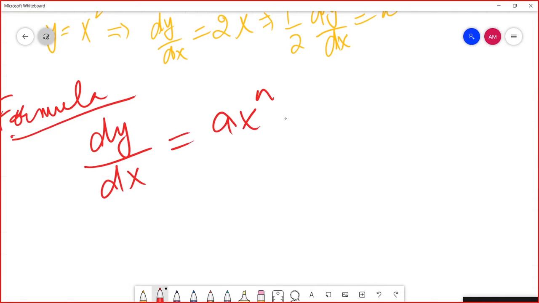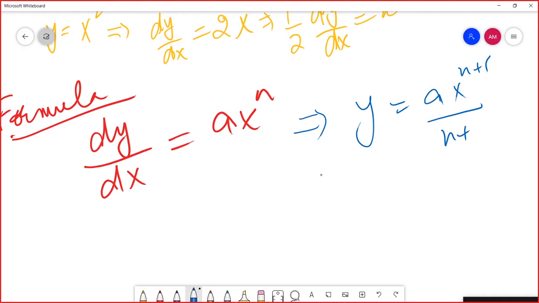Then y, why? Because this is a differentiation which we are seeing here, right? If we do the anti-differentiation of this thing, it would give you the y. So what are we doing? We are applying anti-differentiation to this dy upon dx, and that would be equal to a x^(n+1) over n+1 plus c. Do you understand this or no?